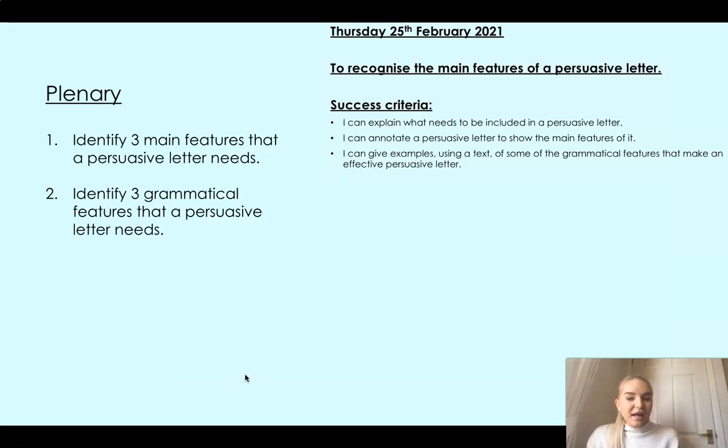Finally then, plenary, I would like you to identify 3 main features that a persuasive letter needs, and also 3 grammatical features that we've just looked at that a persuasive letter needs. Pause the video, have a think.